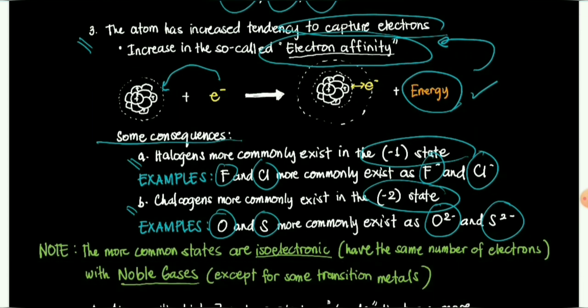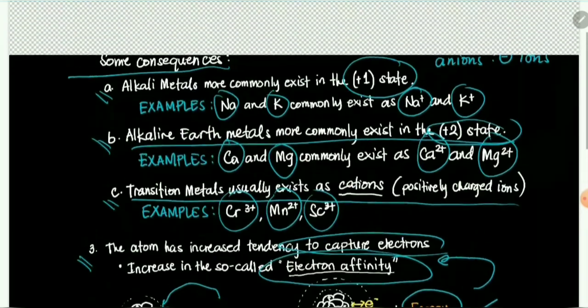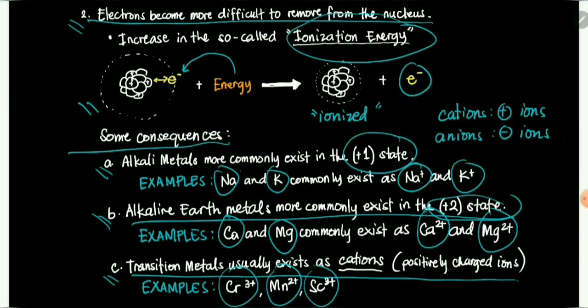So, may mapapansin din tayo dito. Note that the more common states are isoelectronic to noble gases. So, balik tayo dito. Okay? So, for sodium and potassium, yung Na+ and K+, meron silang isoelectronic atom. So, yung sa Na+, kapareho niya ng number of electron yung neon. So, Na+ and neon have the same number of electrons. Kasi yung neon, meron siyang tinatawag na noble gas configuration. So, that's a stable configuration.